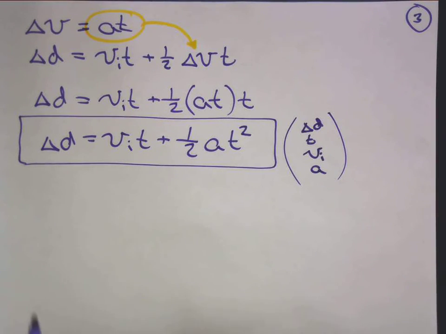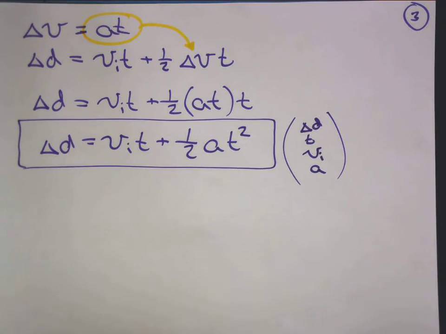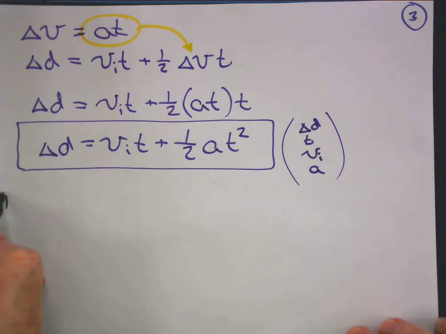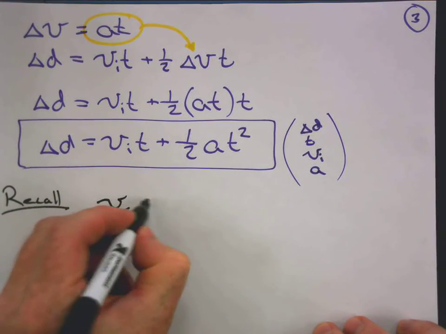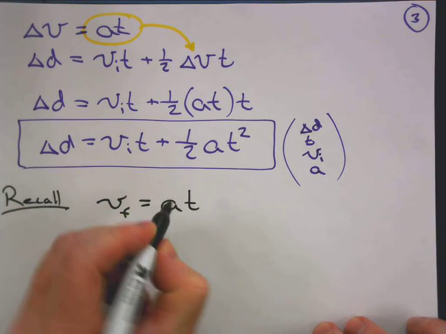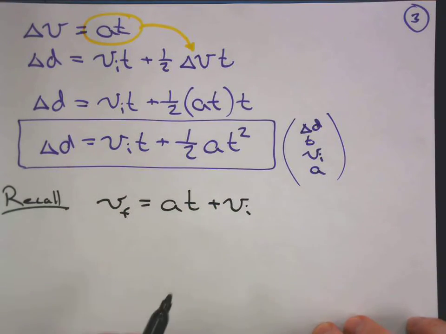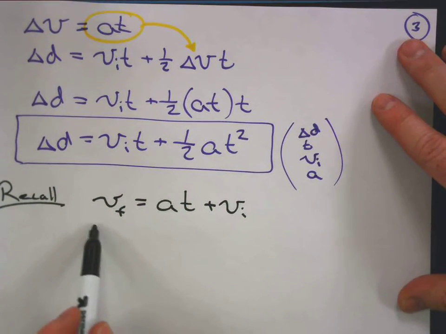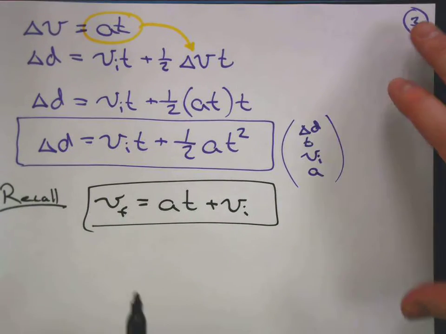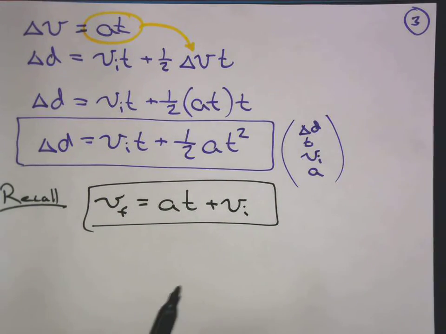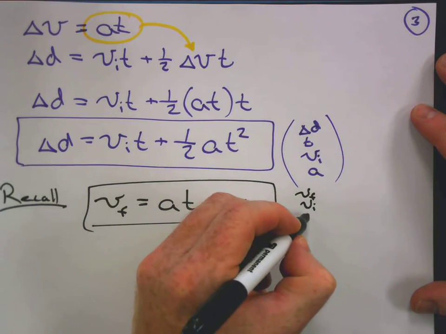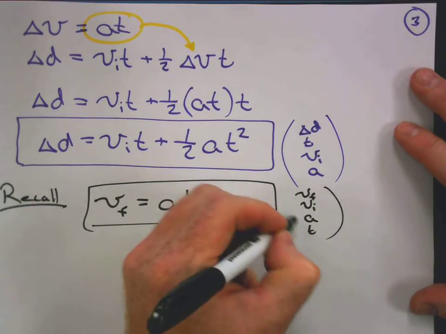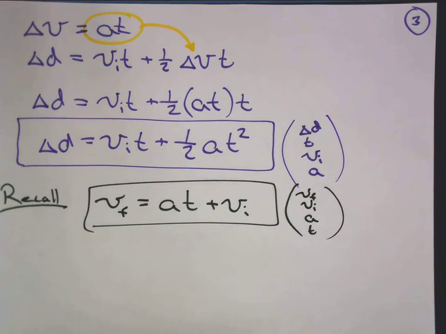Hint, hint. Now, another thing I want you to recall, I want you to remember that you have an equation for final velocity that relates acceleration and time and initial velocity. So there's that guy, right? I'm going to put a box around that guy because, again, you use it quite often. So this guy relates final velocity, initial velocity, acceleration, and time, right?